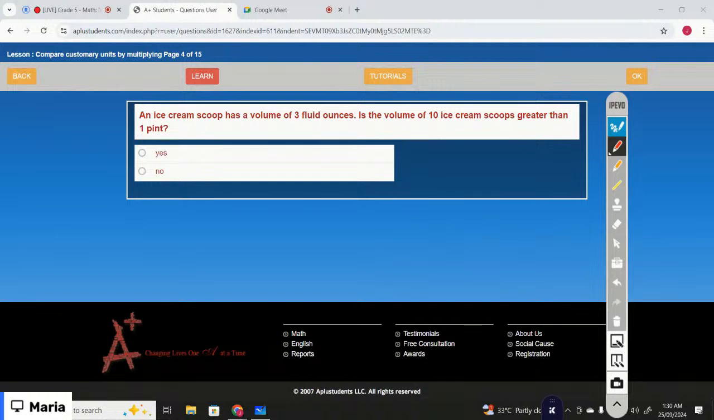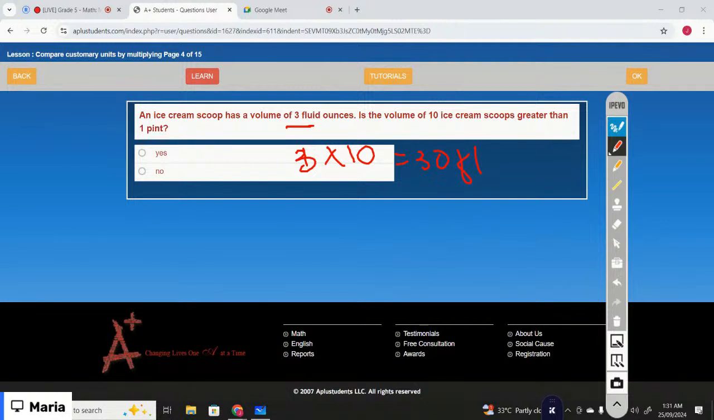Okay, the next one is an ice cream scoop has a volume of 3 fluid ounces. Is the volume of 10 ice cream scoops greater than 1 pint? So one ice cream scoop has the volume of 3 fluid ounces. So 10 scoops is 3 times 10, that is 30 fluid ounces. So basically, you have to convert from pint to fluid ounces.